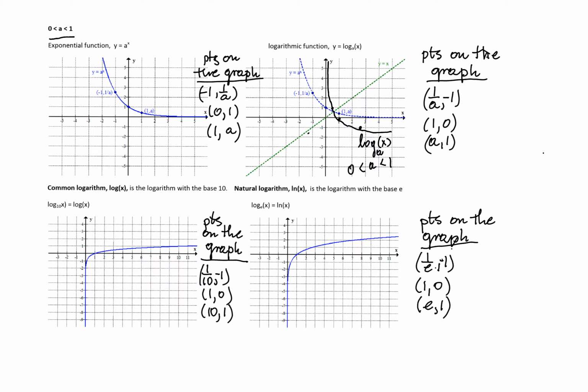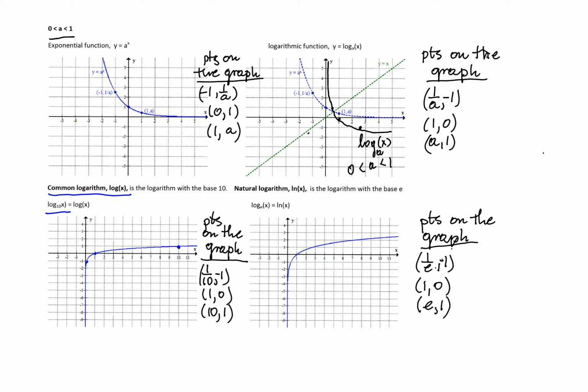We'll mention here two other logarithms with special names. One is the common logarithm, which is denoted just log x. This is simply logarithm with the base 10. So if you see just log x, that means that the base of that logarithm is 10. Below that, we have a graph of that function. The base a is 10, so we'll get the points (1/10, -1), (1, 0), and (10, 1). The base is greater than 1, so the graph resembles that graph for a greater than 1.